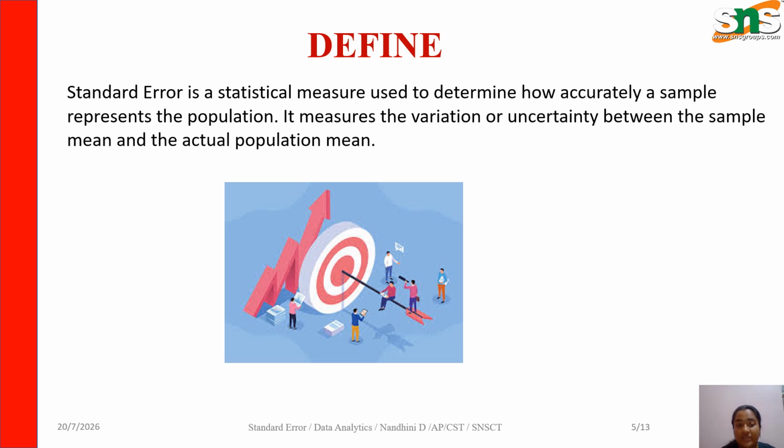Next, we are going to define this phase. The problem here is that standard error is a statistical measure used to determine how accurately the sample represents the population. It measures the variability or uncertainty between the sample mean and the actual population mean. Customers are dissatisfied due to delay of delivery and poor order tracking. This delay may be due to traffic or network issues and poor tracking. Since the standard error is low, Amazon or other companies can confidently use the survey findings to define the main customer problems.